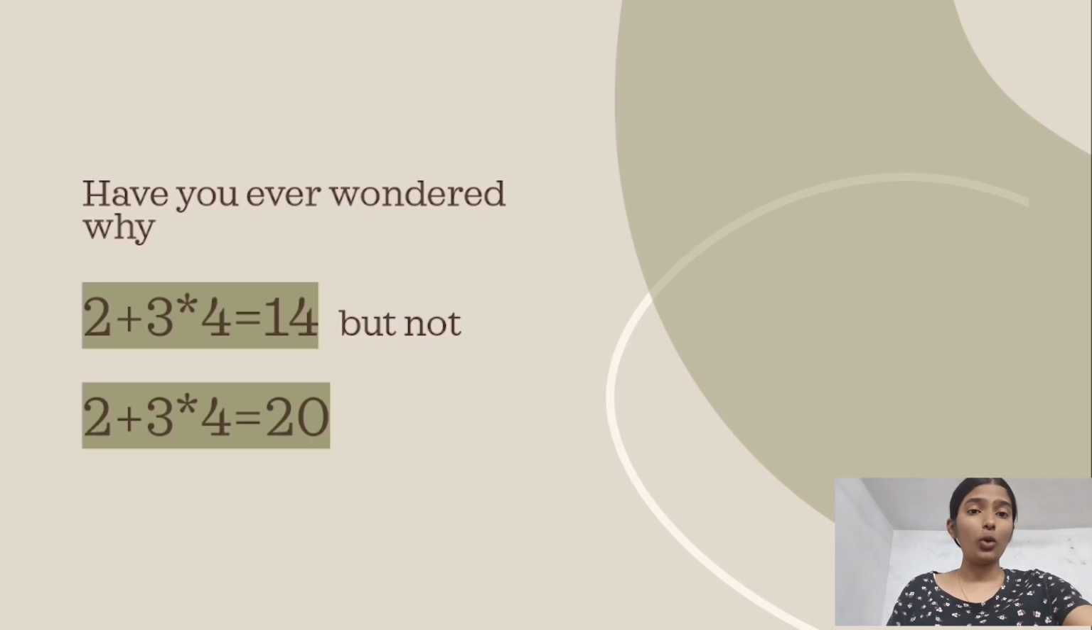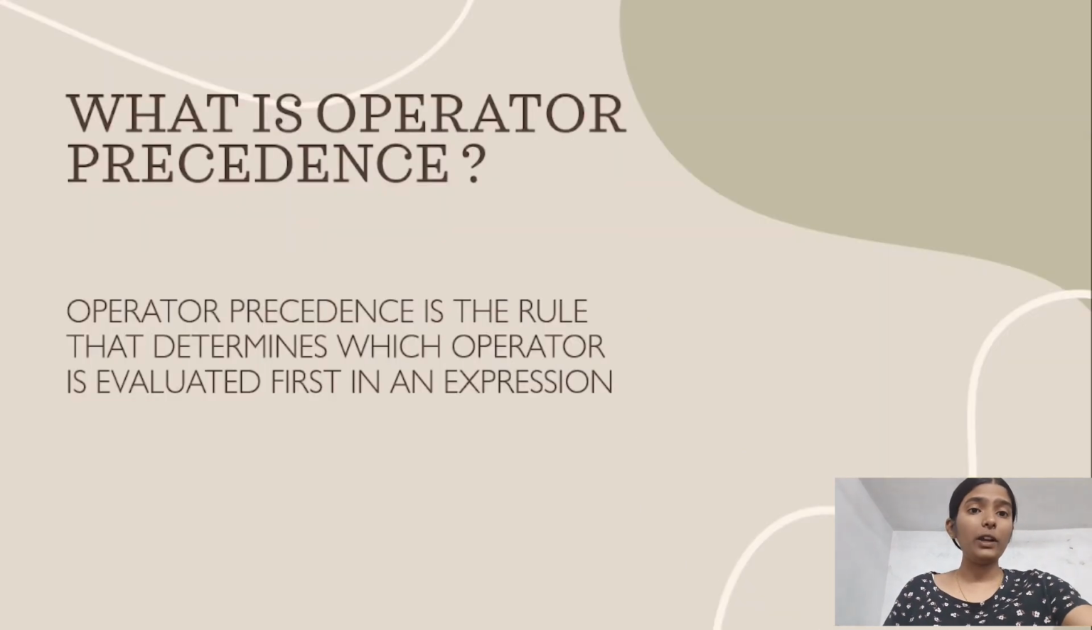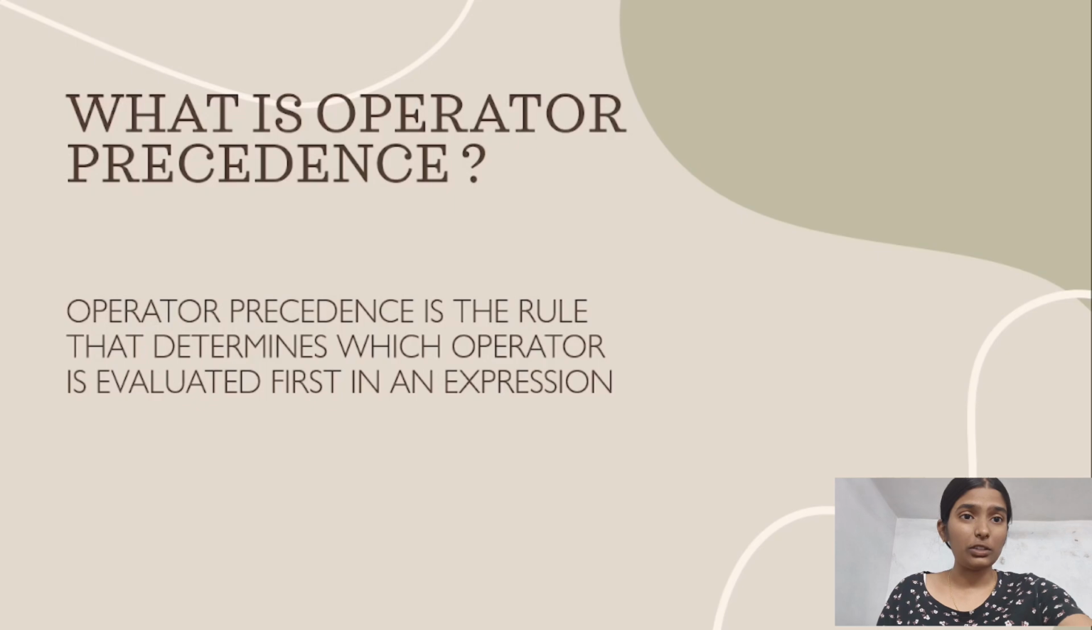Now let us know what is operator's precedence. Operator's precedence is the rule that determines which operator is evaluated first in an expression. Think of it like the rules of mathematics. Multiplication happens before addition, right? Python follows similar kinds of rules in the execution of the code. Now let us look at more examples to understand the precedence of the operators in the Python programming language.